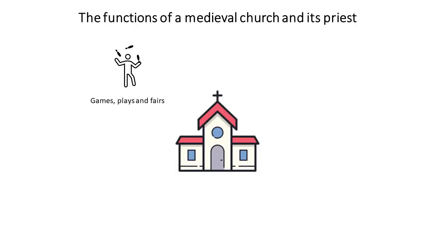So let's move on. Let's have a look at these functions of a medieval church and its priest. Now the first one is games, plays and fairs. The church was the centre of the village, so quite often if they had a summer fair, it would be in the area of the church. If they had plays, if they had events going on, it would often be around the area of the church.